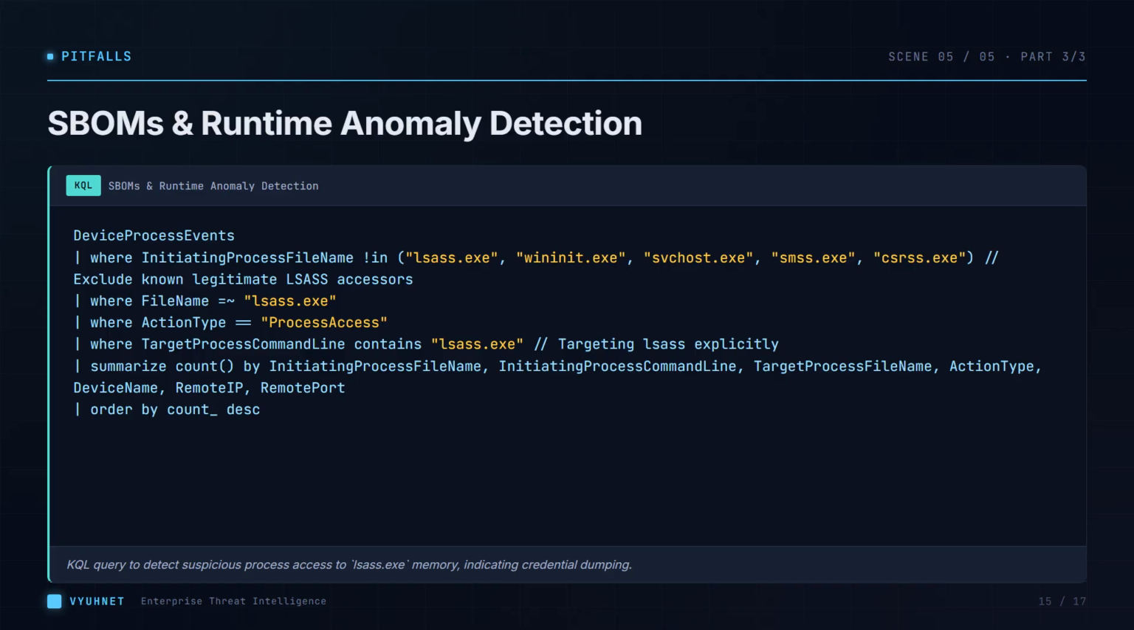This KQL query, for example, looks for suspicious lsass.exe process access, a key indicator of credential dumping attempts like those used by Teardrop. It identifies when non-standard processes attempt to access lsass.exe memory. This kind of detection rule, combined with EDR telemetry, is crucial for catching post-exploitation activity, even from signed binaries. Common mistake: not having clear baselines for expected process behavior.